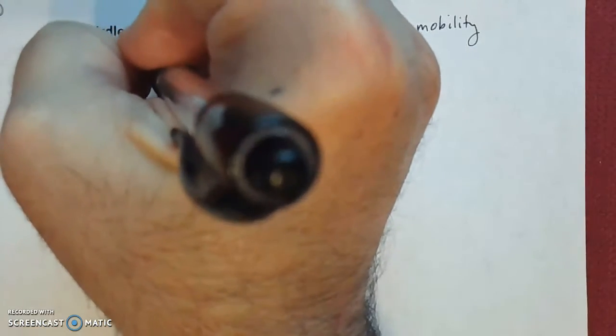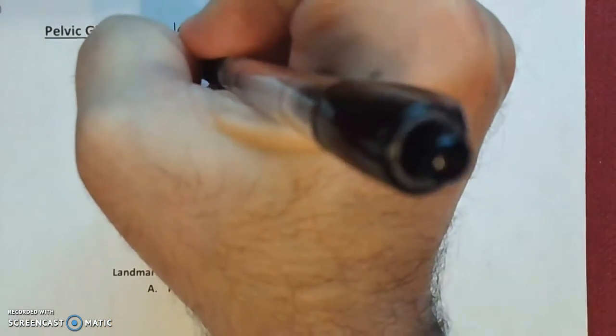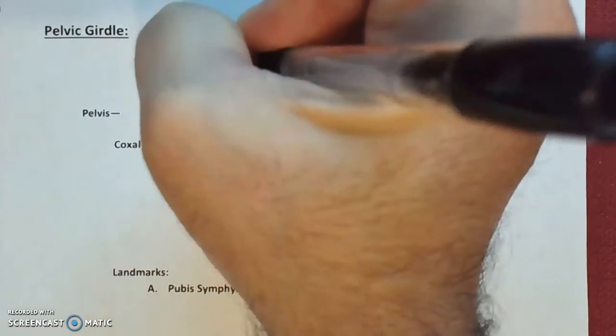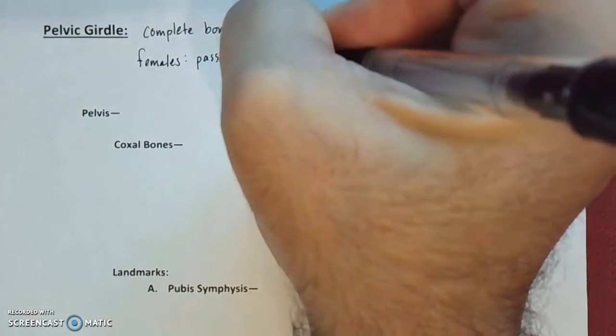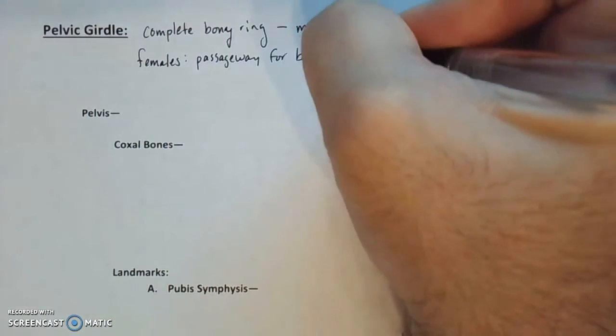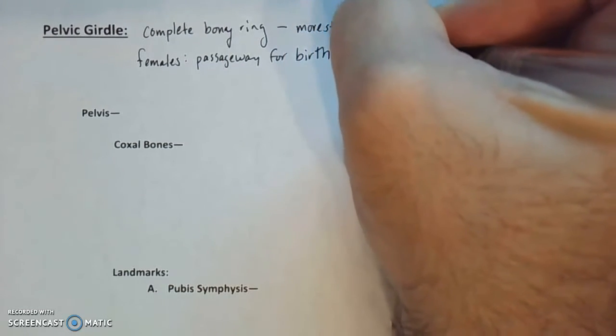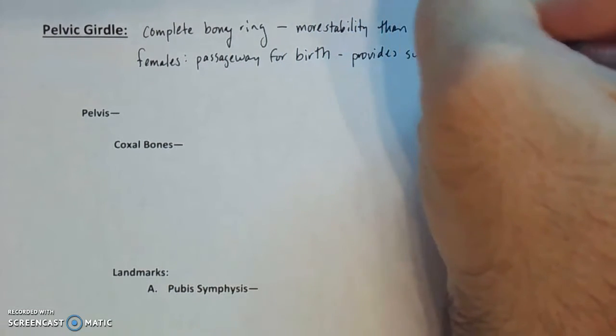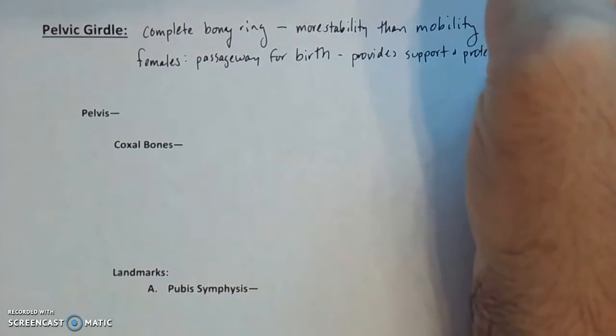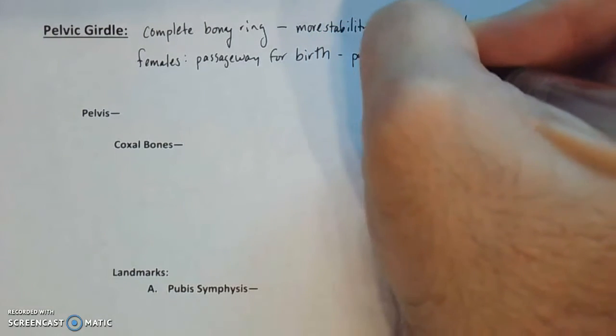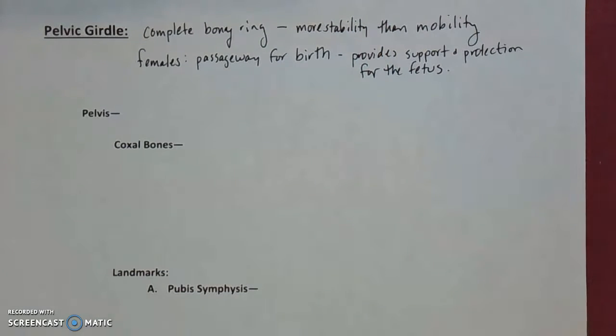In females, here is where we also have a passageway for birth. And it also provides support and protection for the fetus as it develops. So here we end up with a major difference between males and females with the pelvic girdle. So we'll be looking at that a little bit more in depth later.